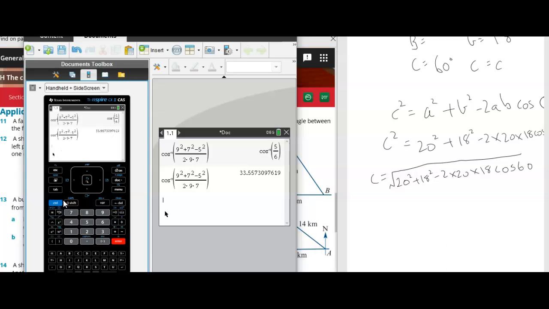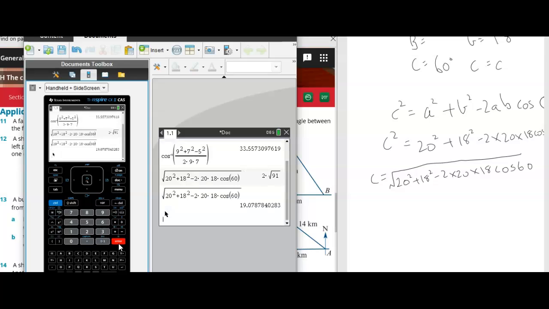Okay, so square root, 20 squared plus 18 squared minus 2 times 20 times 18 cos 60. And again, my calculator is in exact mode, so we'll just put it in. So the length there is 19. We'll do it to 2 decimal places, so 19.08.